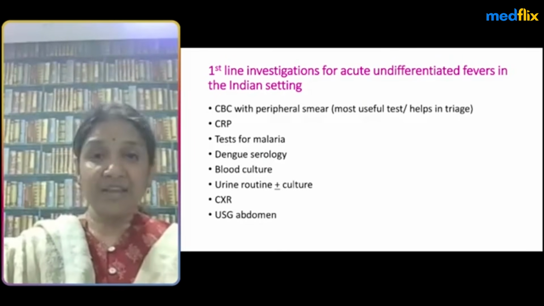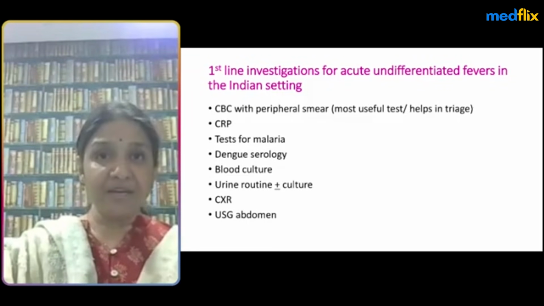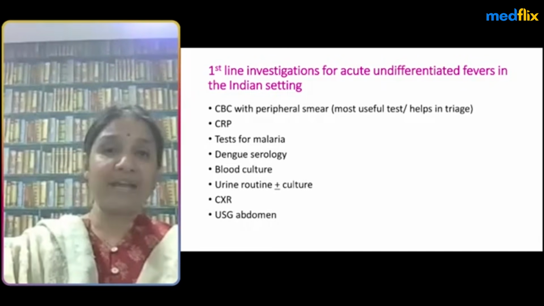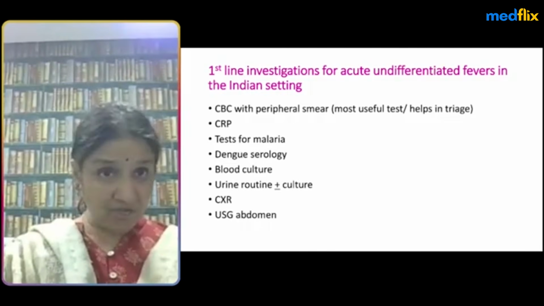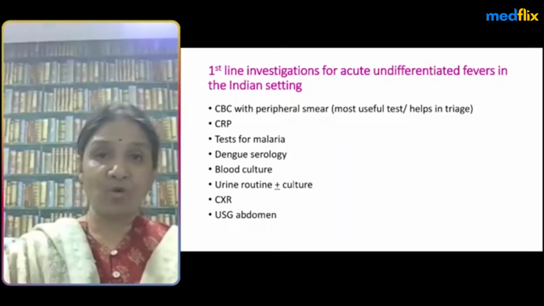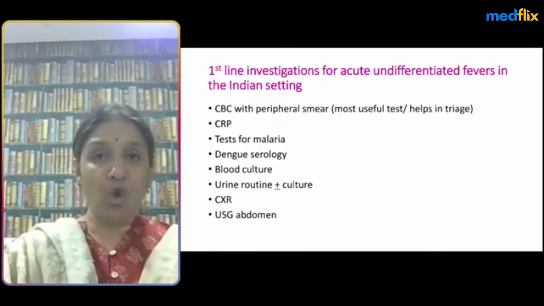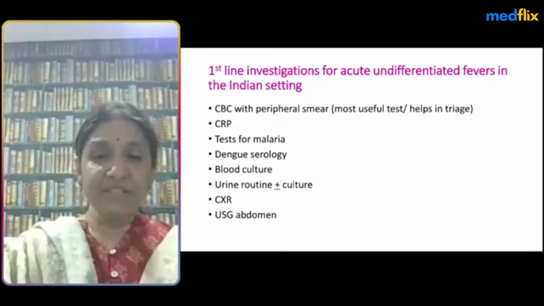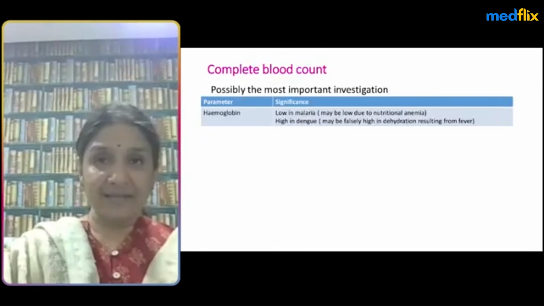So what are the tests which I would do? A CBC with a peripheral smear, a CRP, a test for malaria, dengue serology, especially if it is the season for dengue, which is between June to November, a blood culture, a urine routine with or without culture, depending on what the urine routine shows, a chest X-ray, and an ultrasound abdomen. So this generally would include all the tests which you would like to do the first time the patient comes to you, if you have not been able to make a clinical diagnosis and the patient's fever is not settling.